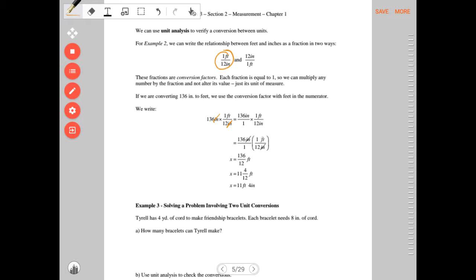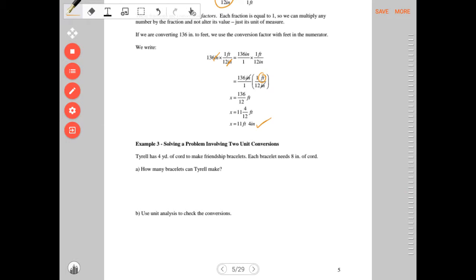If those units cancel, the only unit that's left is feet. So we have 136 divided by 12 feet. That is 11 complete feet, and 4 divided by 12 leaves a remainder of 4. So 11 feet, 4 inches.